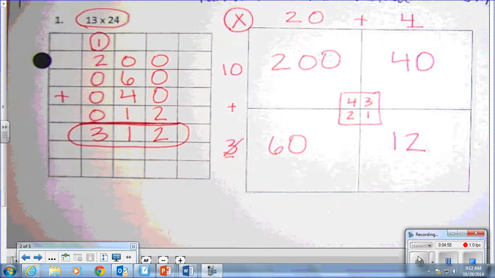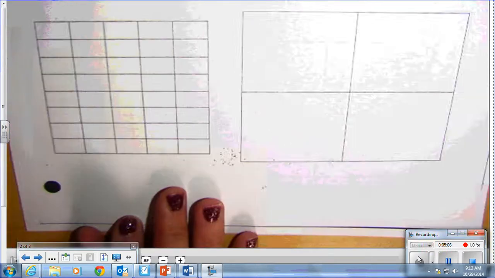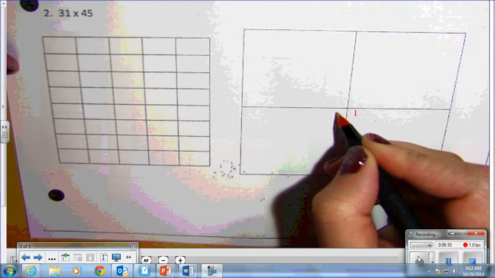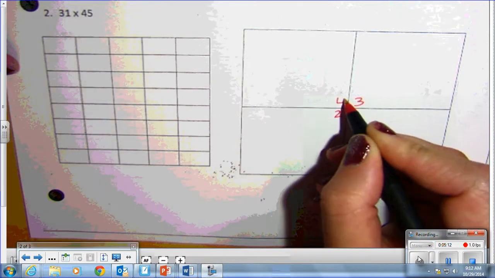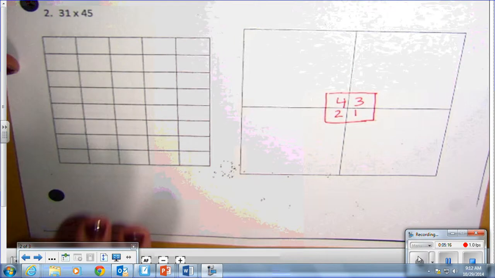Okay? Some of you might be like, oh, that's a lot, Miss Pitts. That's fine because we're going to continue to practice it. We're going to do a couple more. All right, let's look at number 2. So now that I know I need to number my boxes, that's the first thing I'm always going to do. I'm going to number those boxes because that's going to help me realize what do I multiply and in what order.